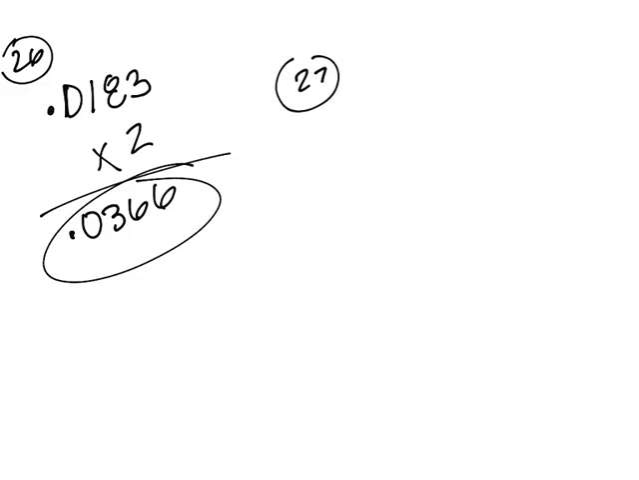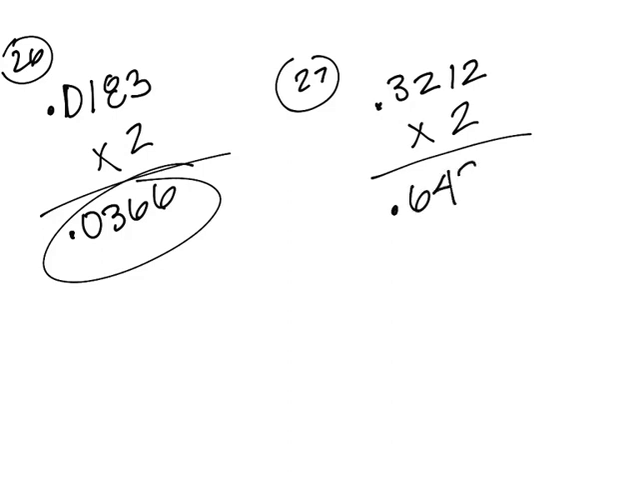27, that's what picture? Mean and z. So for what, 92? 92's mean and z is .3212, but you also got to multiply that by what? 2. By 2. And that gives you .6424.